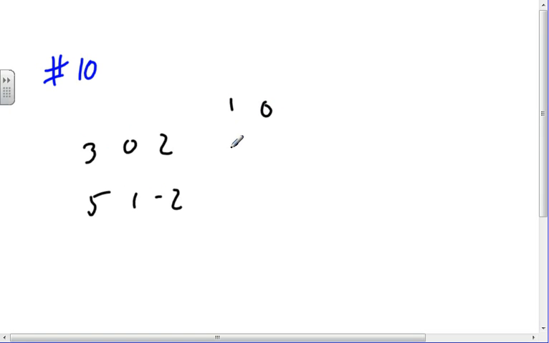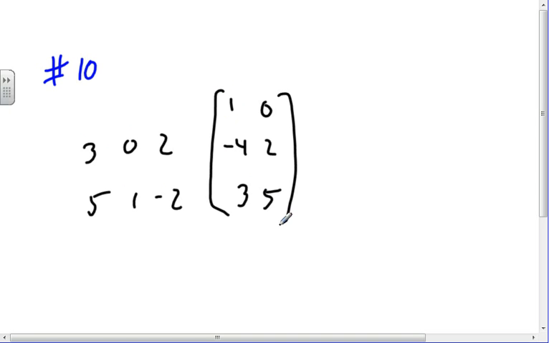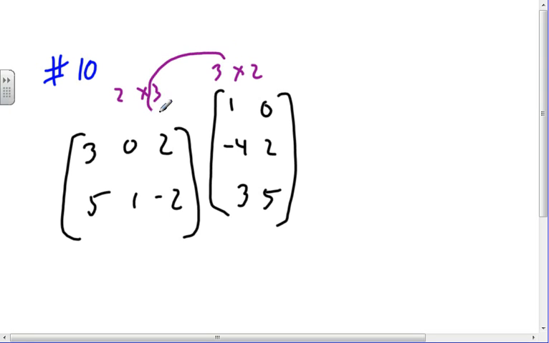All right, back on to number 10. 3, 0, 2, 5, 1, minus 2, 1, 0, minus 4, 2, 3, 5. Okay, so we have a 2 by 3, and we have a 3 by 2. Those two are equal. We can do the multiplication. When we get done, we're going to have a 2 by 2.